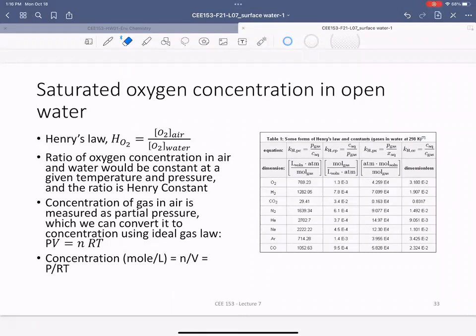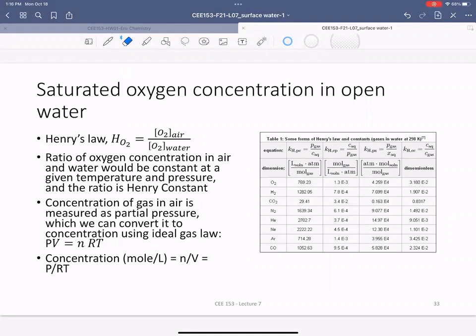So now let's use this. The Henry constant of oxygen is always given. As you see in this table, the oxygen Henry constant is 769. The unit is hard to see over here: atmosphere divided by mole per liter. Okay, so the unit is given here, and if you reverse that unit to the opposite ratio, that number will change because you are changing what the ratio is.